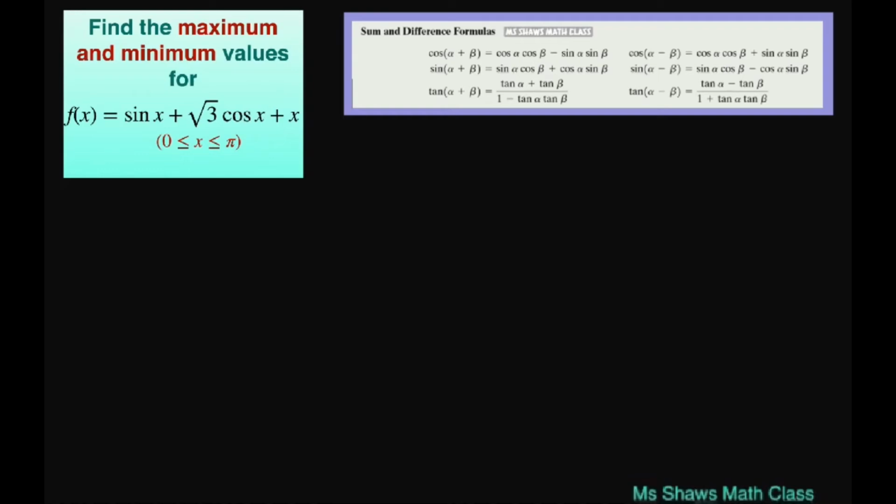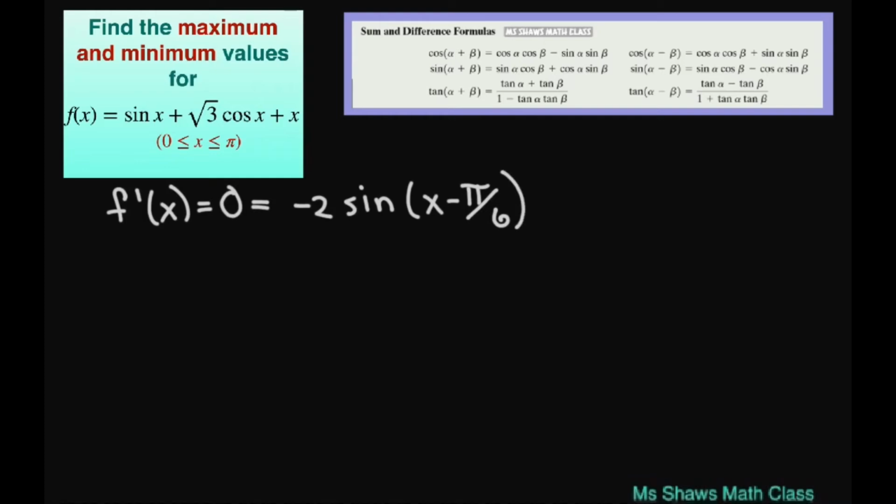Again, we're going to set our f prime of x equal to 0. So we're setting negative 2 sine of x minus pi divided by 6 equal to negative 1 when we moved it over. Now let's divide both sides by negative 2, and you're going to get sine of x minus pi divided by 6 equals 1/2. Now that you have that, we just need to solve.